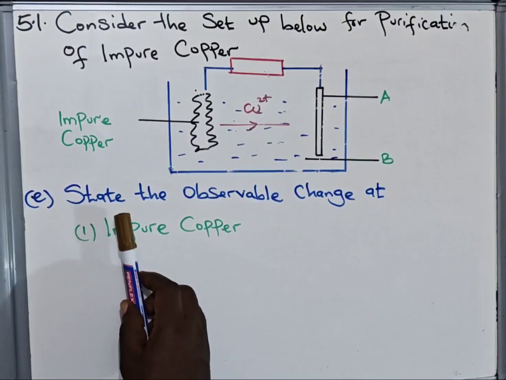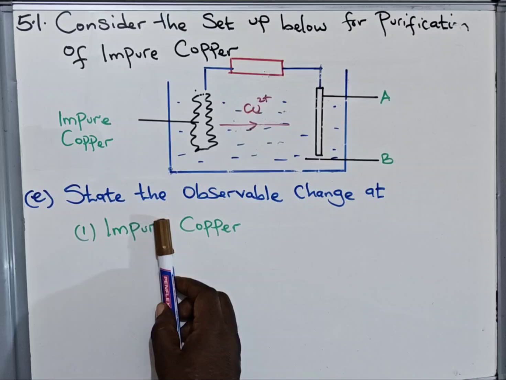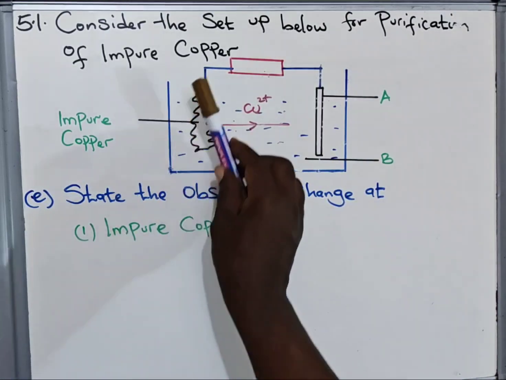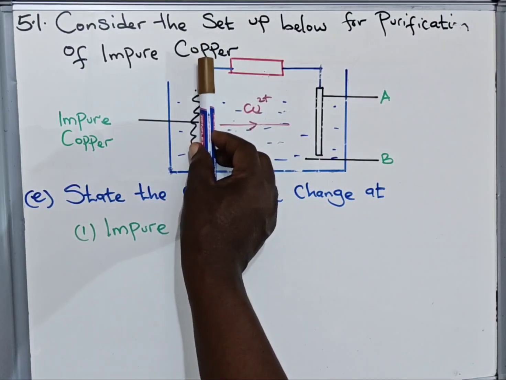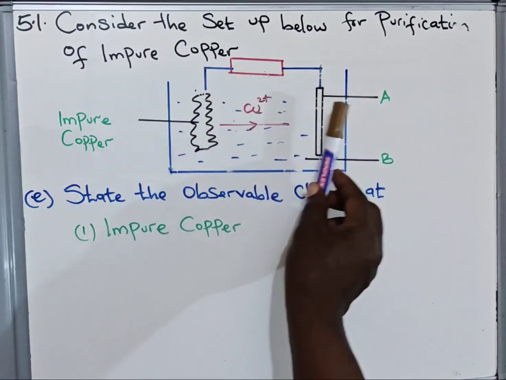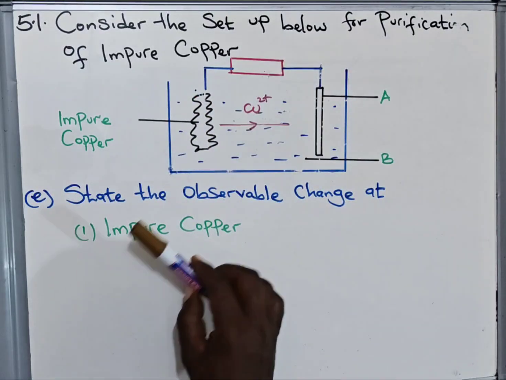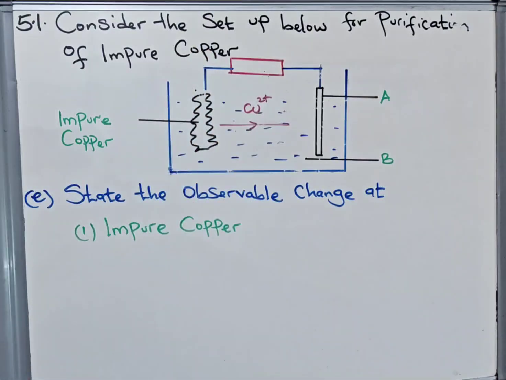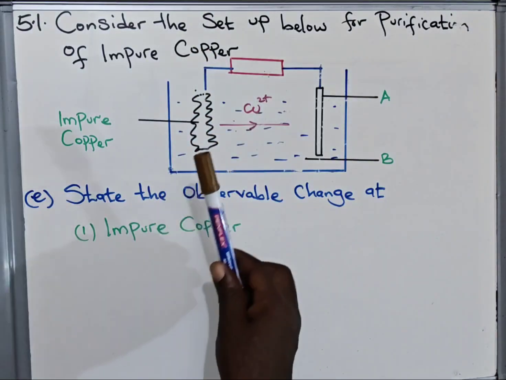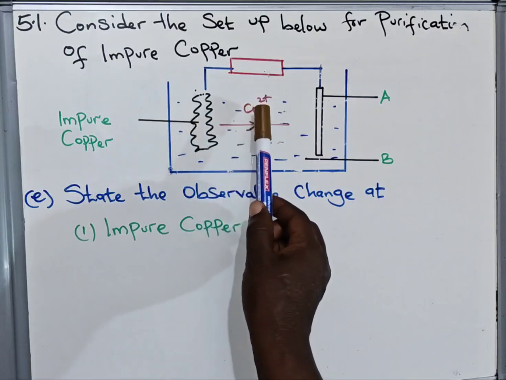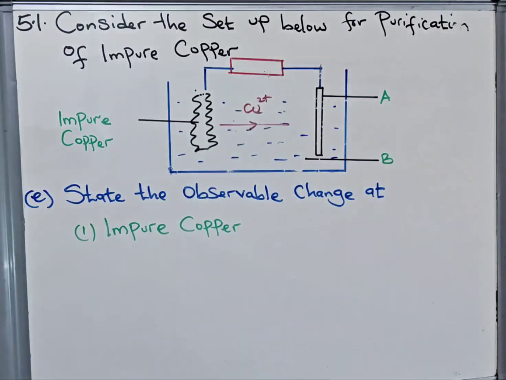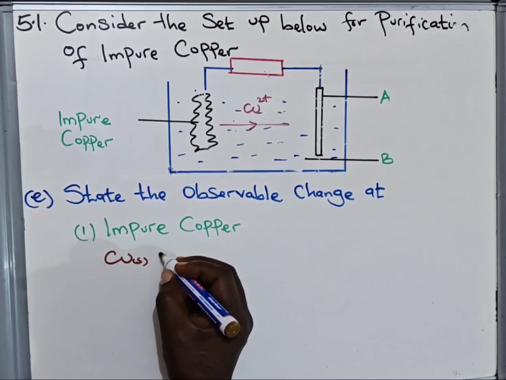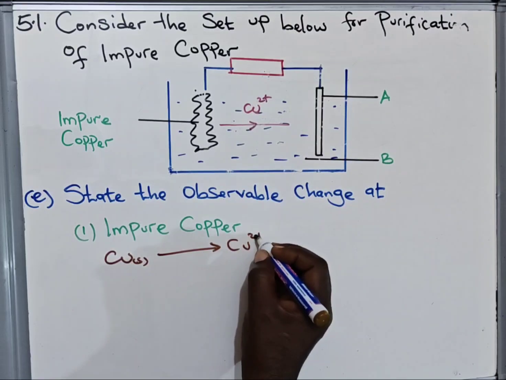Then we come to this question. It says: state the observable change at impure copper. What do we observe at impure copper as this cell runs? To answer this question, you need to know the half reaction which takes place at impure copper. We know that copper solid is being converted into copper ions. So the half reaction is Cu solid being converted into Cu2+.